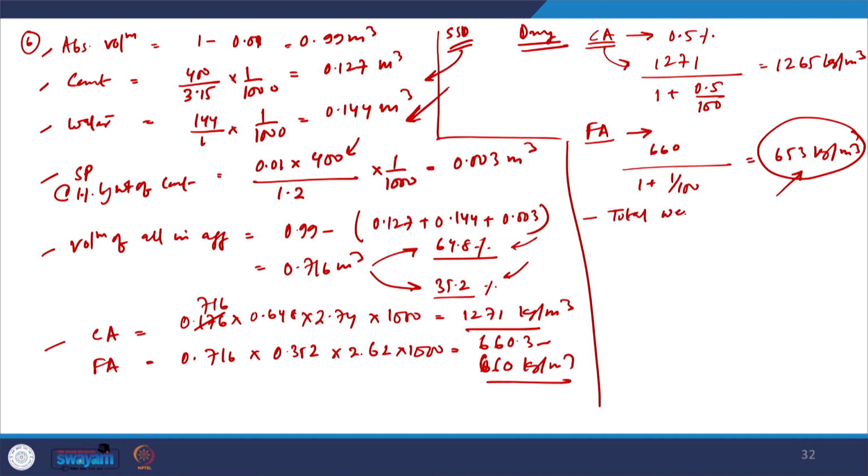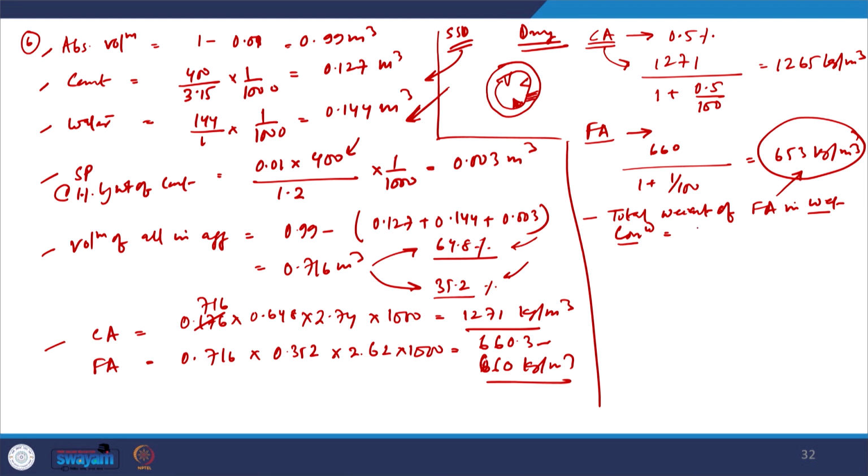So, if I want to find out the total weight of fine aggregate in wet condition. When I say wet condition, it includes, let us say, if this is the aggregate, we have some absorbed water and then we have some surface water. So, total weight in wet condition should include both the surface water and the absorbed water.